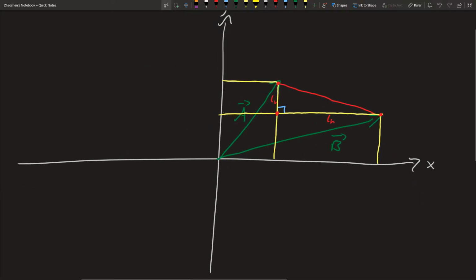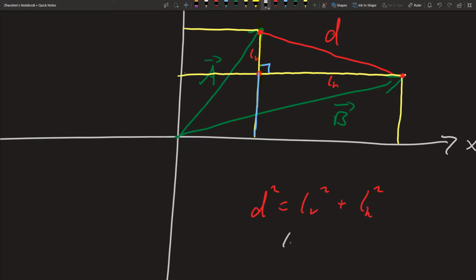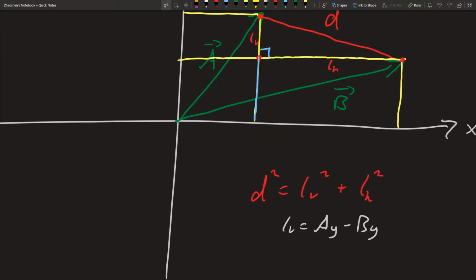That means the distance, which is what we need to find, the distance squared is equal to LV squared plus LH squared. Now, what is LV and LH? Notice that this blue line is the y component of the vector A, right? And then this blue line is the y component of vector B, right? So if we find the differences between those two lengths, we'll get L sub V. So L sub V is equal to the distance between A sub y and B sub y, right? The same argument can be made for L sub h. So L sub h is equal to B sub x minus A sub x.